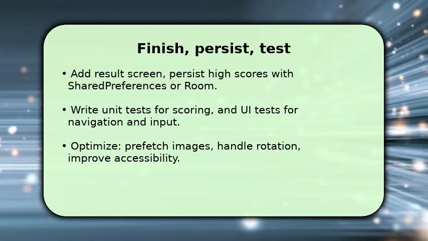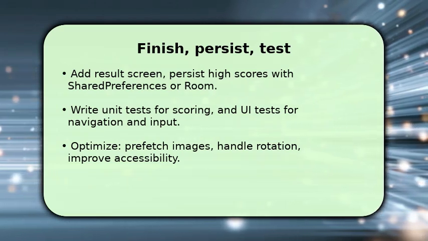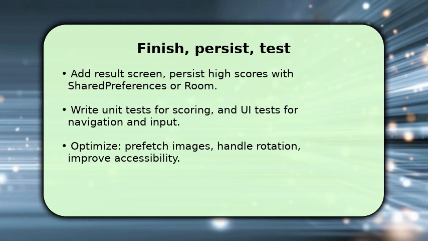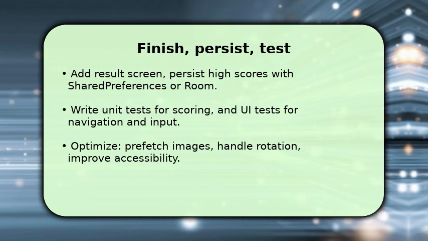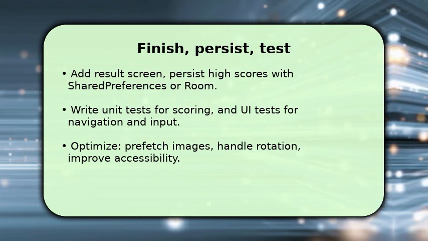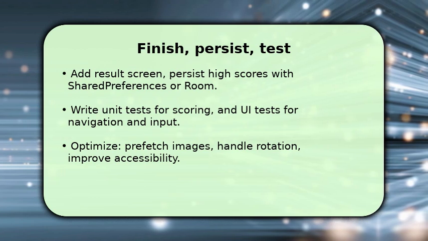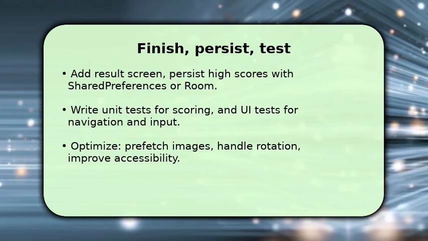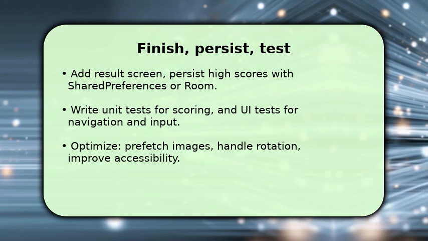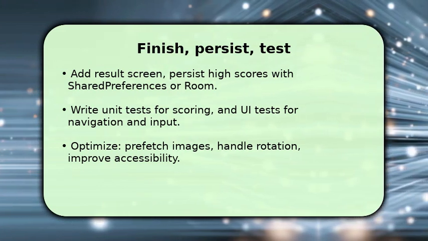Finally, implement a result screen showing score breakdown and persist high scores using shared preferences for simplicity or Room for robust history. Once done, write unit tests for scoring logic and UI tests for navigation and input to catch regressions. Make sure to handle configuration changes by relying on view model and saving minimal UI state.